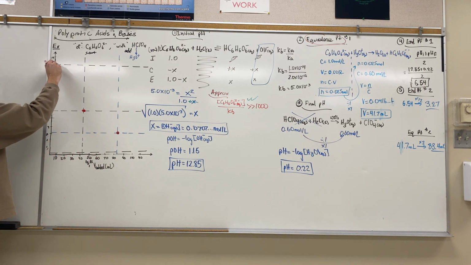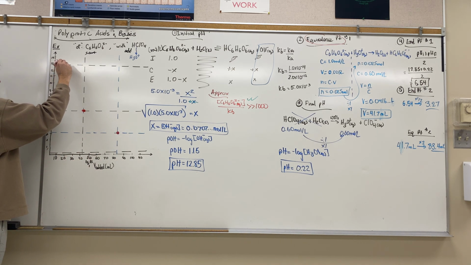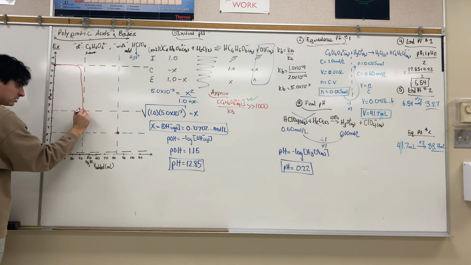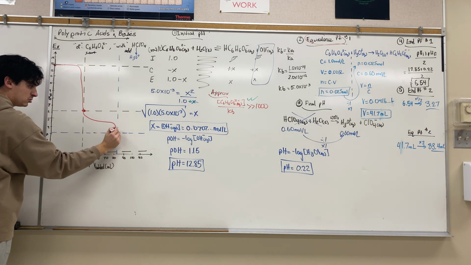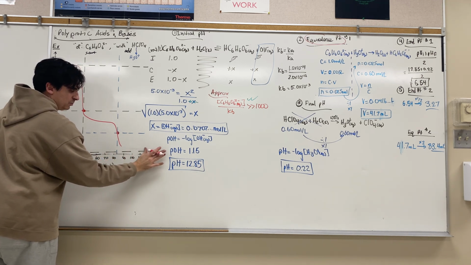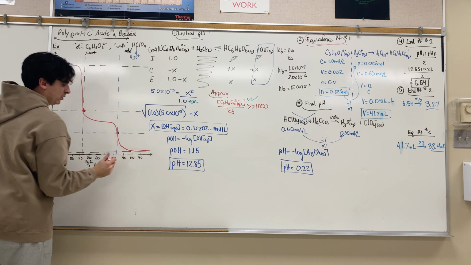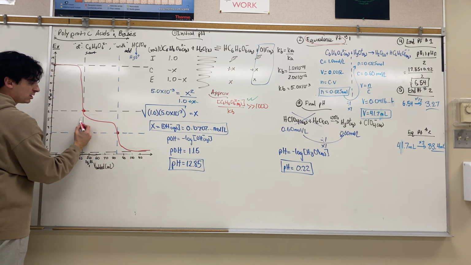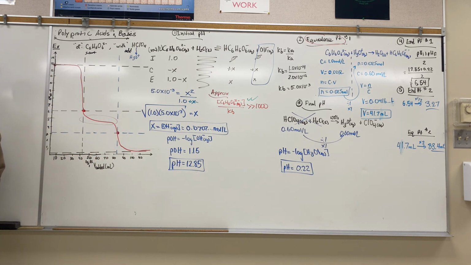Sketch our curve, start at 12.85. Doesn't change, doesn't change, doesn't change, drops, slows down, drops, slows down, and gets back to your initial pH. Make sure it goes through both those points. Now, this right here, guys, we're going to talk about it in the next lesson. This is called a buffer.